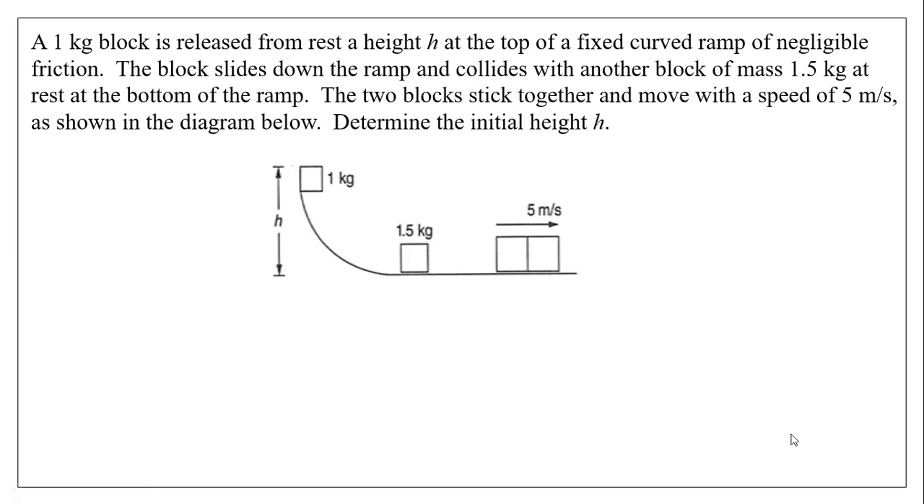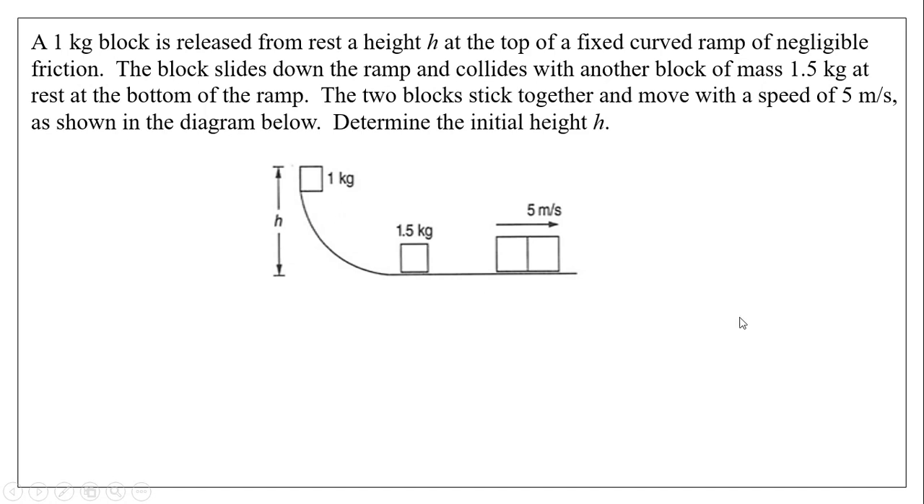So here in this particular video, we have a 1 kilogram block initially at rest at some height h. It's going to come down, collide with the stationary 1.5 kilogram block, and then they couple together or stick together, and it moves to the right at a rate of 5 meters per second. And the question wants us to find what was the initial height of this 1 kilogram block.